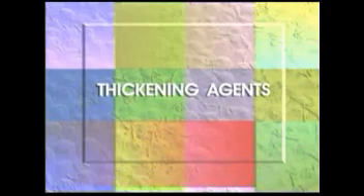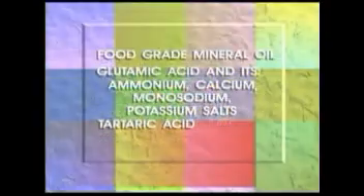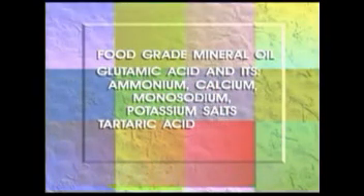Thickening agents are used to improve the texture and blend of food. In icings, confectionaries, cheeses, and creams, thickening agents like gum arabic, agar, and carrageenan are used for aesthetic appeal, pH control, or flavor enhancement. In many food products like candies, cheeses, and soup mixes, the agents used are food-grade mineral oil, glutamic acid, and its ammonium, calcium, monosodium, and potassium salts, and also tartaric acid.